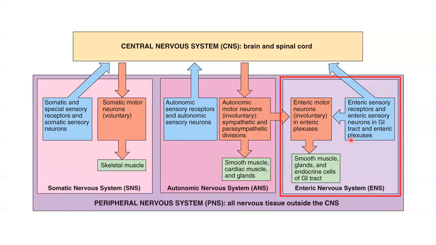So sensory neurons within the enteric nervous system monitor chemical changes within the gastrointestinal tract, as well as stretching of organs like the stomach and the intestinal walls. Enteric motor neurons will govern the contractions of smooth muscle in the stomach and the intestines to propel food forward, as well as the secretion of various digestive acids and hormones. Now, some of these activities can take place without the involvement of the central nervous system, which is why it is often separate to our autonomic nervous system.